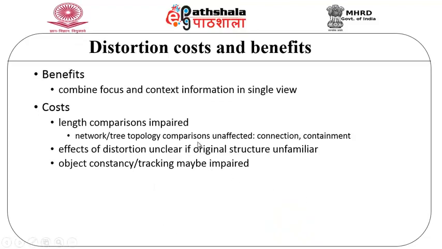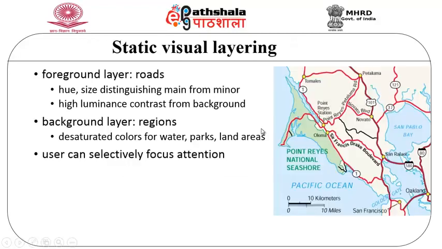So it is possible for us to stretch and squish the data using this stretch and squish navigation technique. So what are the costs and benefits? The distortion costs and the benefits. The benefits are combining the focus and the context information in a single view. The costs are that length comparisons are impaired, though network tree topology comparisons are unaffected, connection containment was seen. The effects of distortion are unclear if the original structure is unfamiliar, and object constancy or tracking may be impaired. So these are the costs that we are going to pay for this kind of benefit, that is showing the focus as well as the context information in a single window.